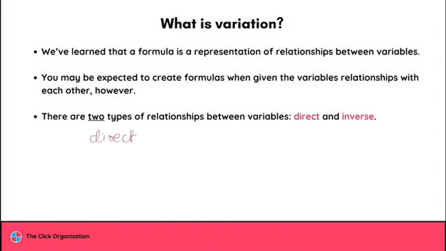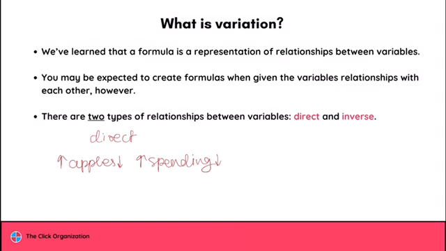So a direct relationship is where one quantity increases, the other quantity will also increase, and when one quantity decreases, the other quantity will decrease proportionally by that same amount. Let's take the number of apples you're buying and your spending. As the number of apples you buy increases, your spending will also increase. When the number of apples you buy decreases, your spending will also decrease.